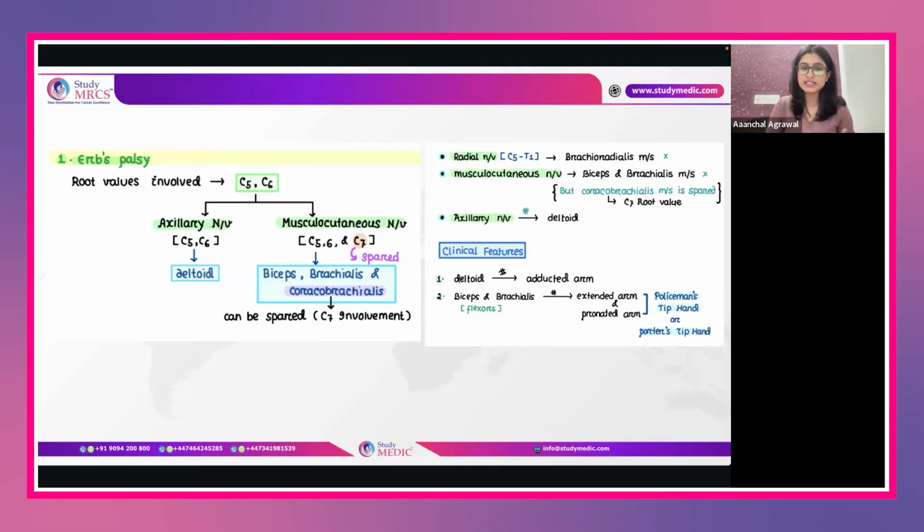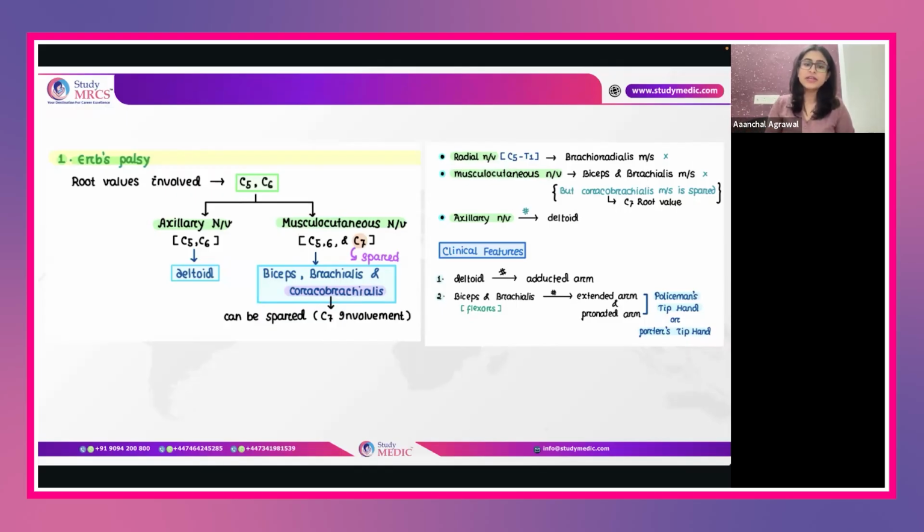So the axillary nerve, what does it supply? It supplies the major muscle, the deltoid. And what is the function of the deltoid? It does abduction, from 15 to 90 degrees. Another function of the axillary nerve is that it also supplies the sensory supply over the regimental badge area. Okay, let's first see the functions and then we will go into the findings.